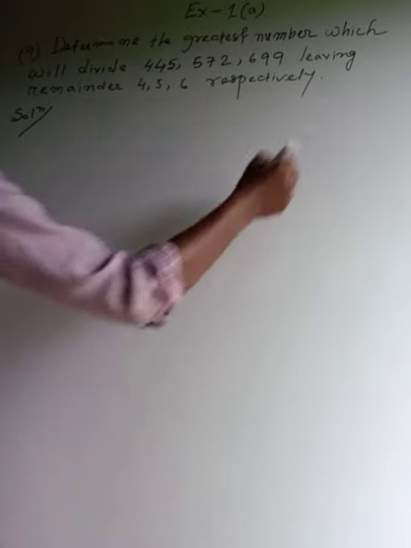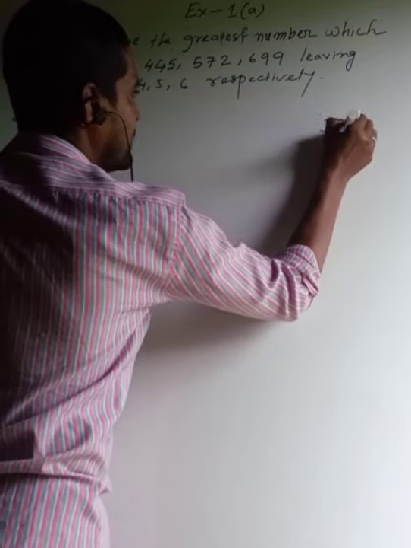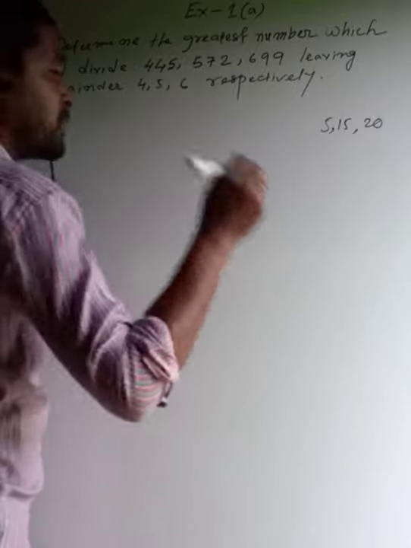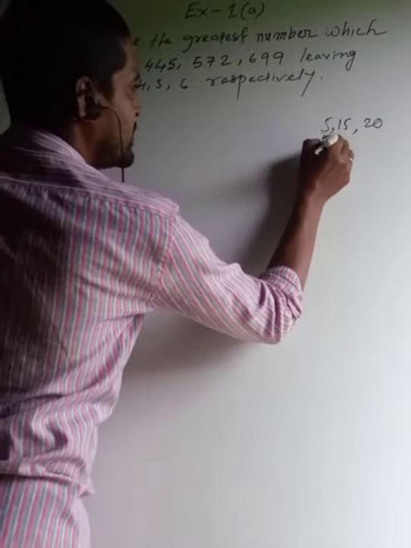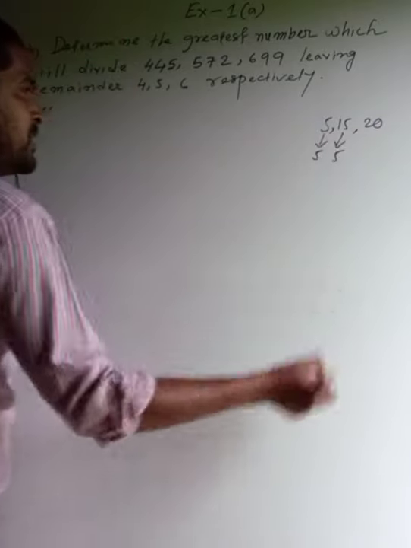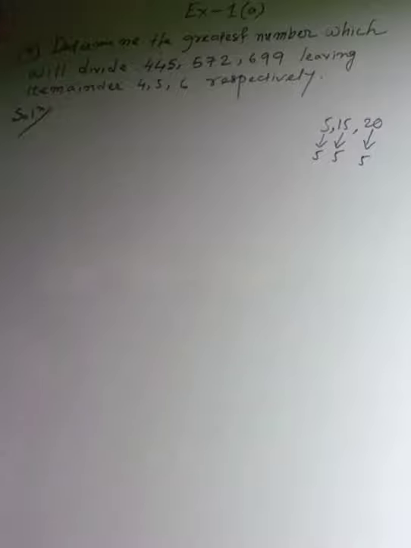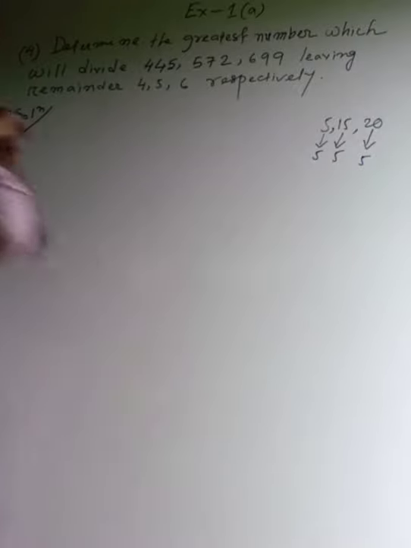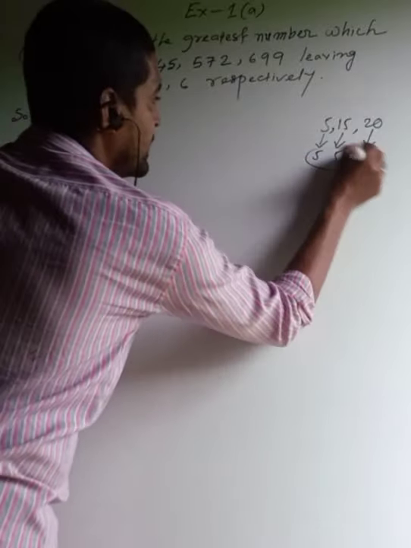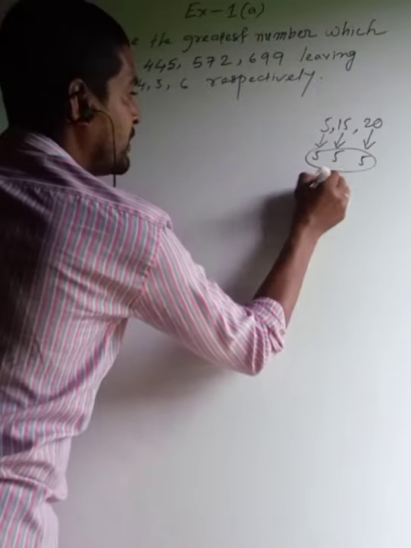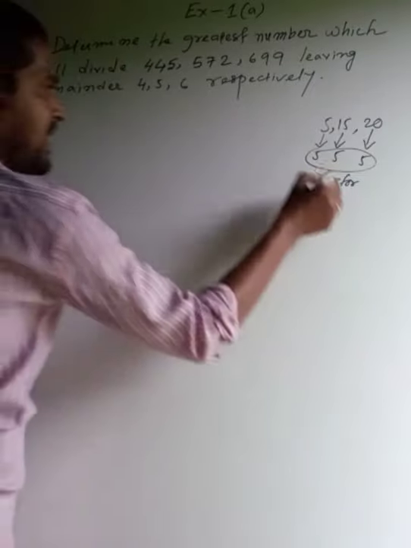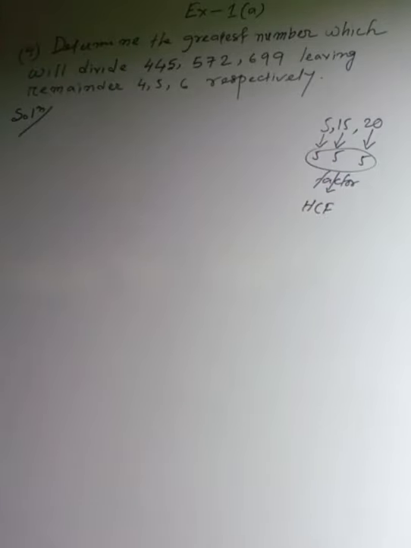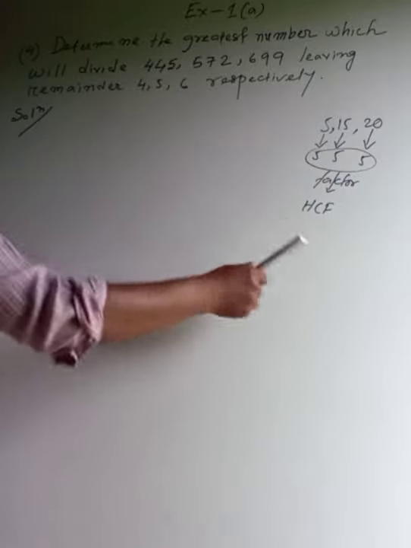Suppose we choose the numbers 5, 15 and 20, and consider a common divisor. We can divide by 5 for each: 5 ones are 5, 5 threes are 15, 5 fours are 20. It means this 5 is the common divisor, the common factor, and we can say this is the HCF of 5, 15, 20. In these three numbers, the HCF is 5.